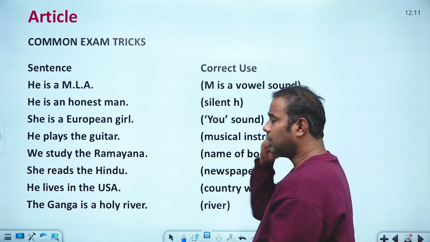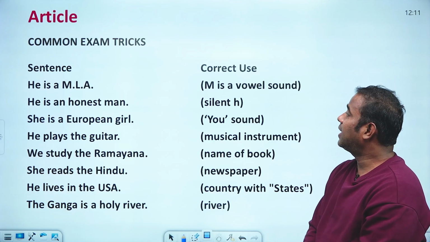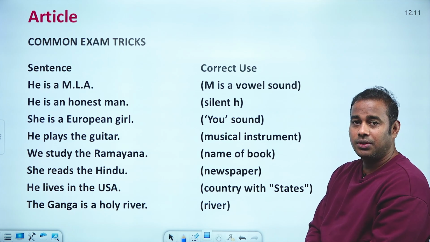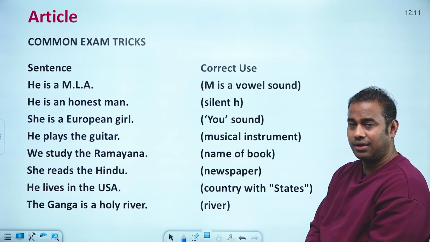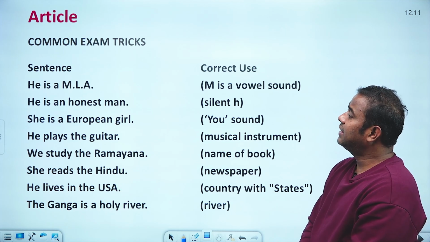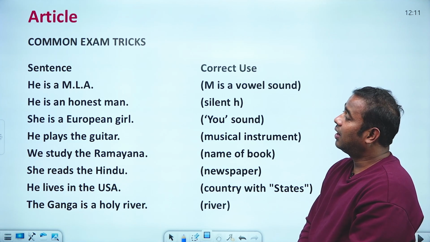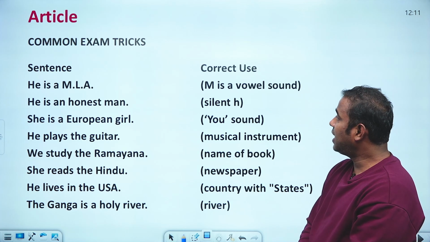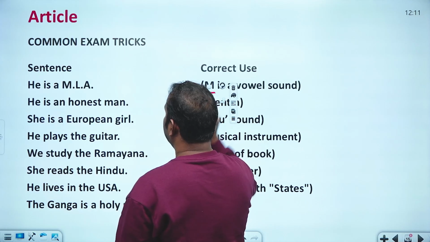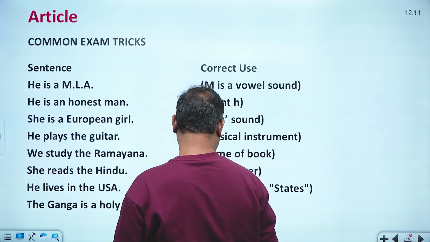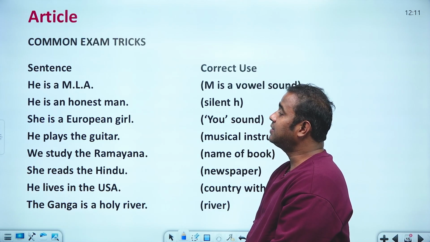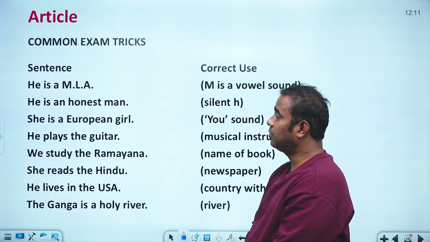Then, normally, what are the common mistakes people generally make in exams? These are some lists here, so please have a look. In a sentence, you can see he is a MLA. So MLA begins with M, which is basically a vowel sound, hence you have to write he is an MLA. Okay, he is an honest man. H is silent here.